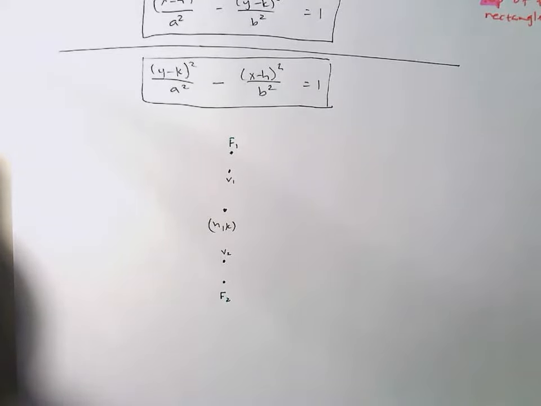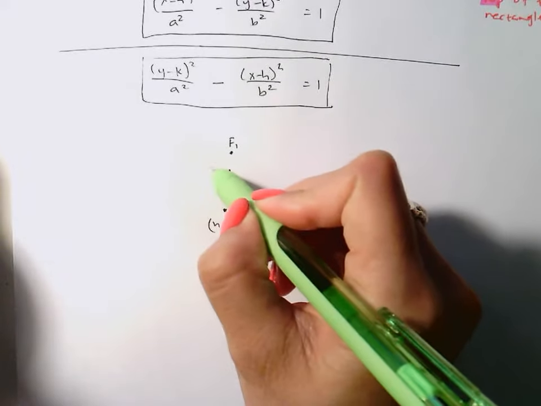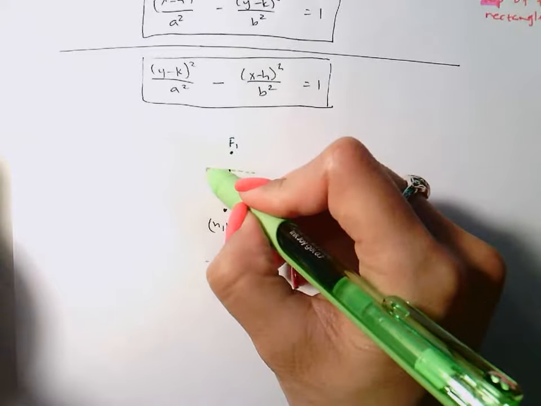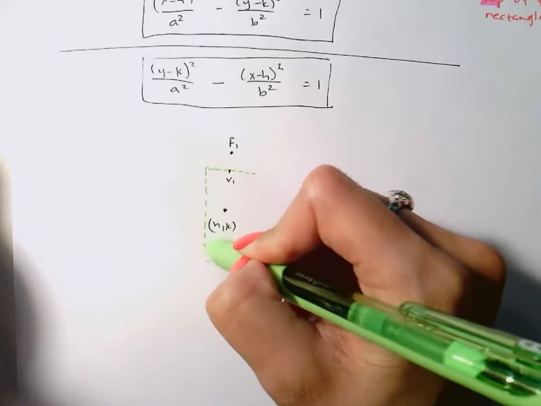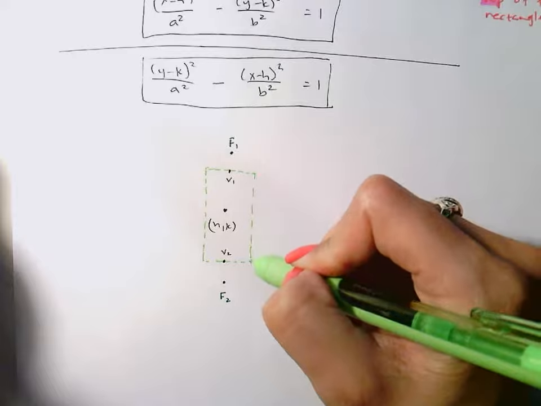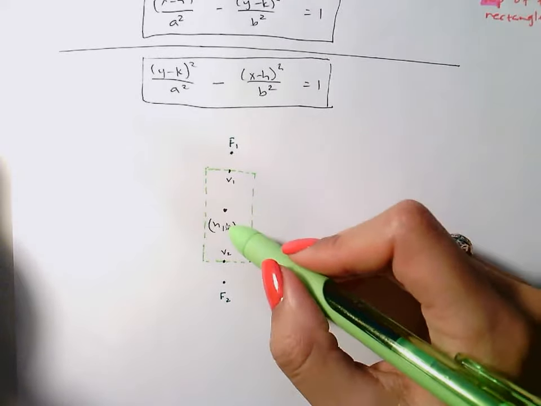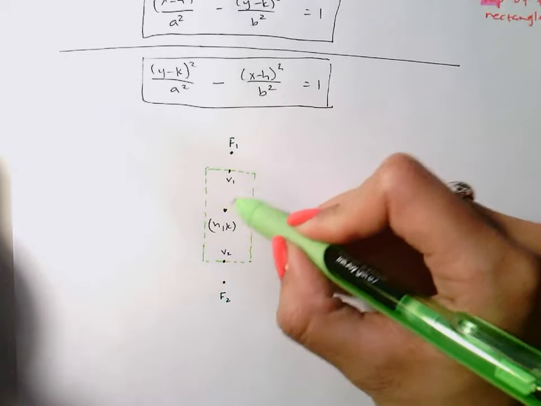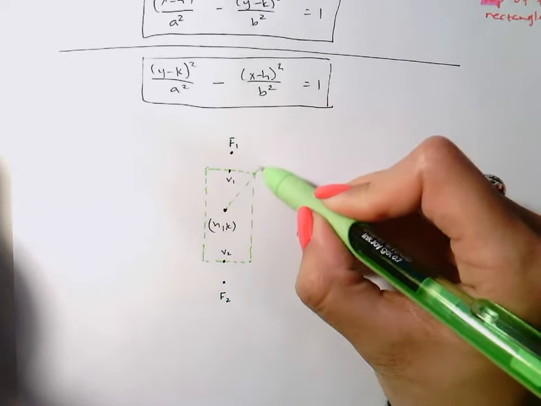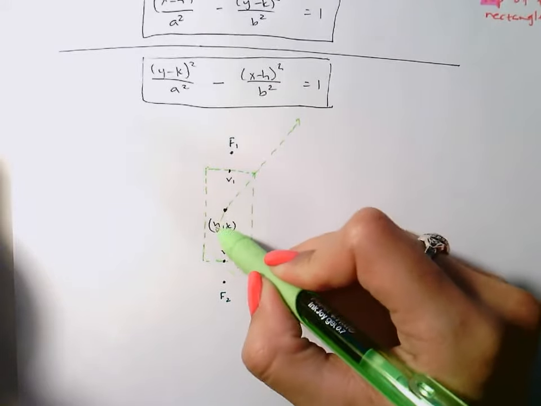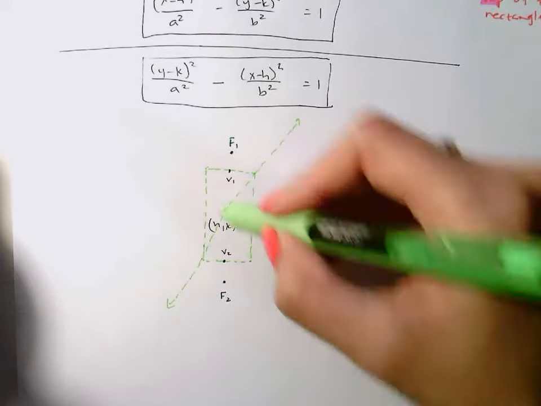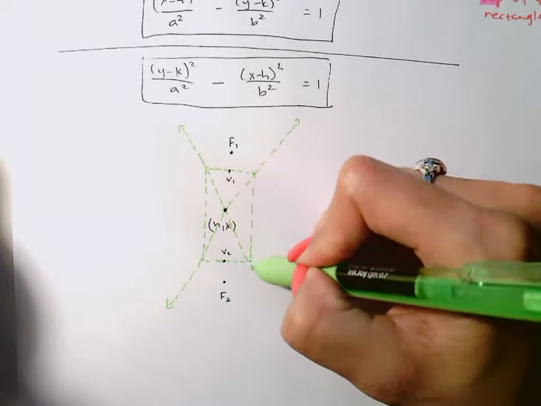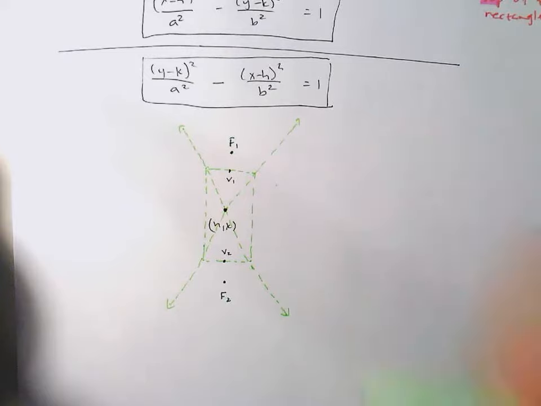So draw our fundamental rectangle through the vertex number 1 and 2, and then connect these. And then what we're going to do is go ahead and draw our asymptotes. So our asymptotes are going to go through the center and each of the corners of the box. And then same thing with the opposite sides. You're going to connect the center with the corners as well.